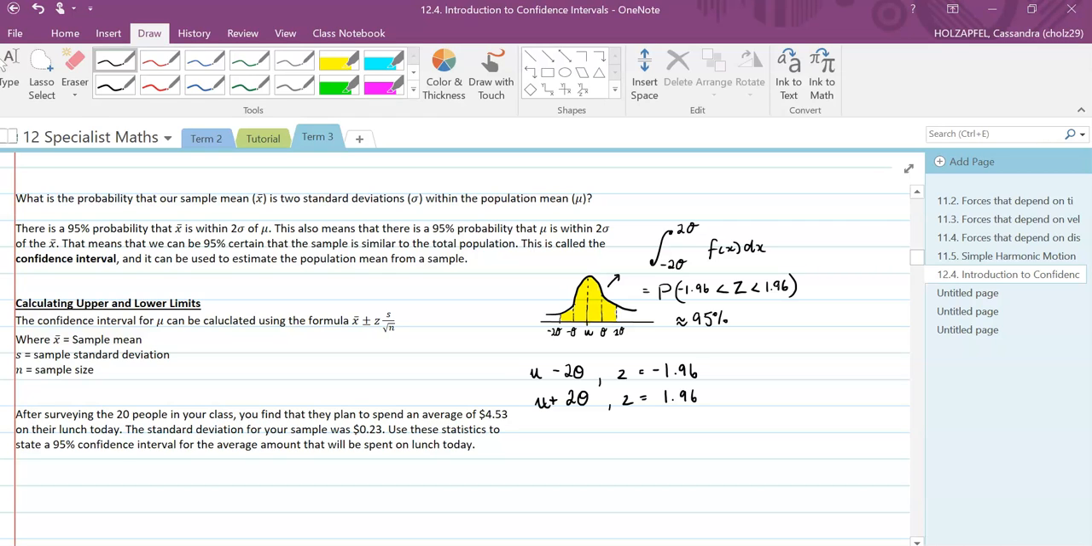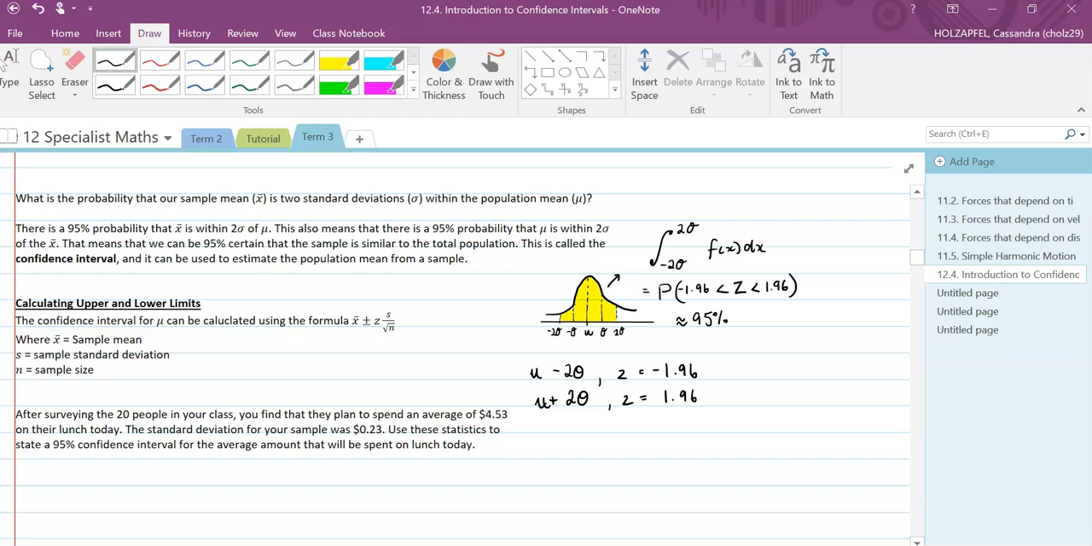We can do that using this formula: the sample mean plus or minus z times s over the square root of n, where x̄ is the sample mean, s is the sample standard deviation, and n is the sample size. I'm going to show you a quick example here.